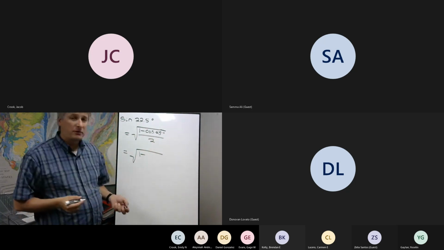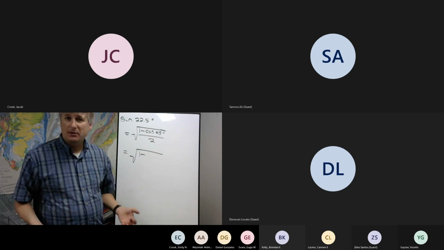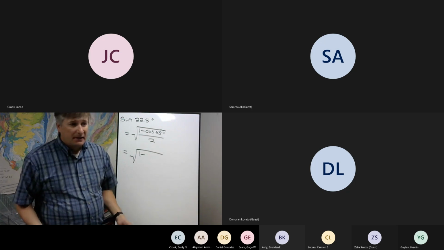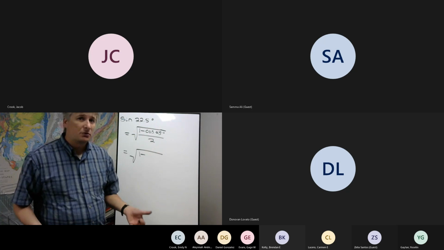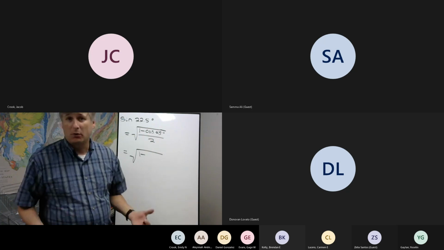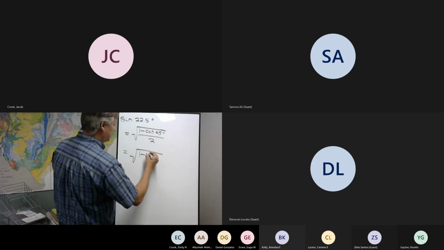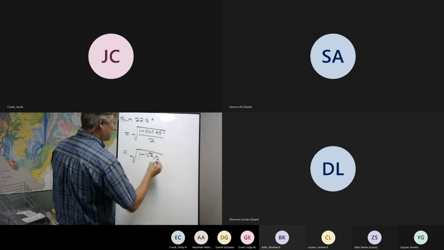Now again, cosine of 45 degrees, this is one of those canonical angles. So that means it's something you're going to find on the unit circle. And if you look on your unit circle, what you'll find is that the cosine of 45 degrees, or the x-coordinate for 45 degrees, is square root 2 over 2.